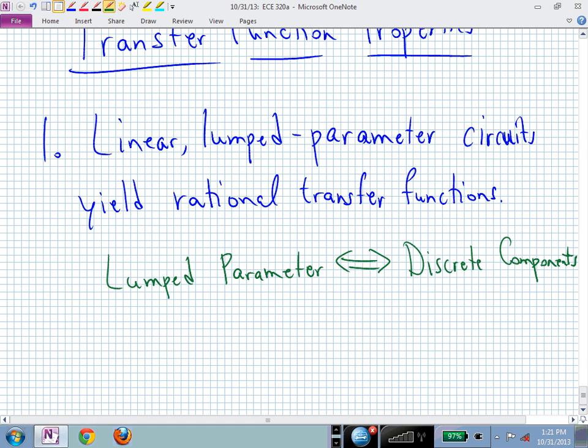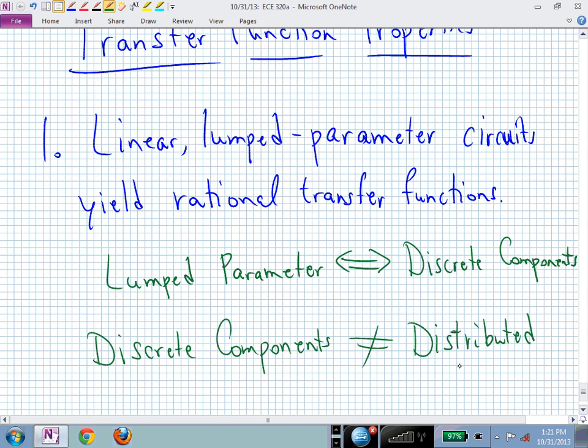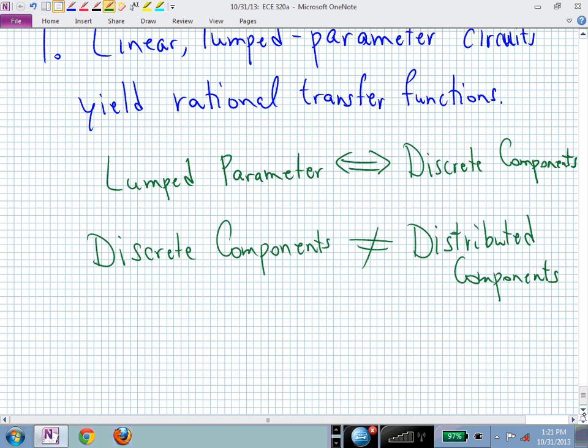So 1,000,000 meters. Relative to our circuits, the wavelength's pretty long, so we can neglect the distribution. That's what we mean by lumped parameter. So discrete components are not the same as distributed components. Now, if you're dealing with optical waveguides, then maybe you can't lump your parameters. Maybe you have to worry about partial differential equations. All right, let's move on.